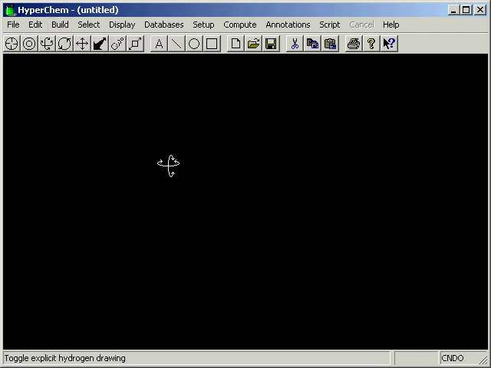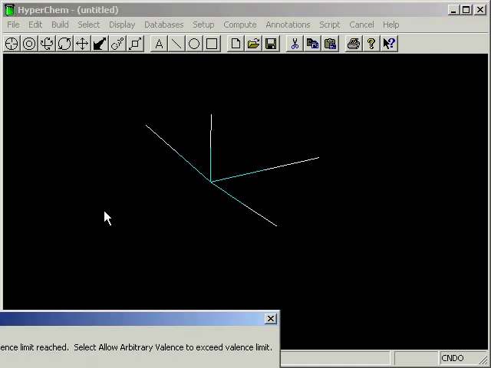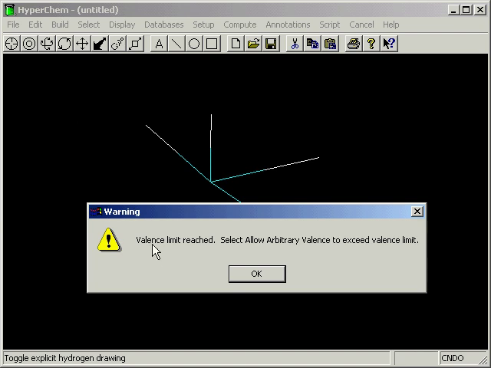Explicit hydrogen means that instead of having the model builder add the hydrogens, you're going to draw all the hydrogens yourself. So we put down a carbon and we start drawing the hydrogens 2, 3, 4, 5, and we get an error message when we try to draw the 5th one. Valence limit reached, because generally carbon only wants 4 hydrogens, and so if we're going to go outside the normal valence of carbon, we have to explicitly do so.